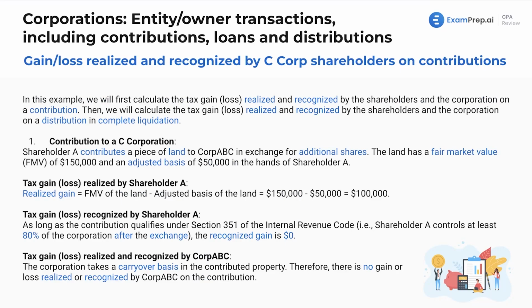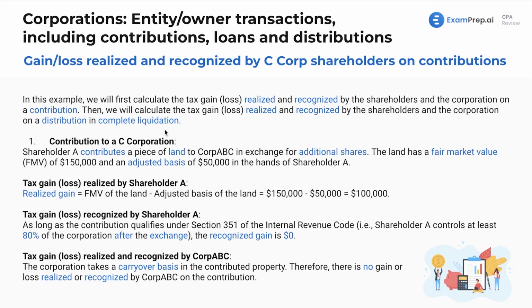Let's see an example of a gain or loss realized and recognized by C Corp shareholders on contributions. Well, maybe not examples yet, but we got a few things going on here. In this example, we will first calculate the tax gain or loss realized and recognized by the shareholders and the corporation on a contribution. Then we're going to calculate the gain or loss realized and recognized by the shareholders and the corporation on a distribution in complete liquidation.